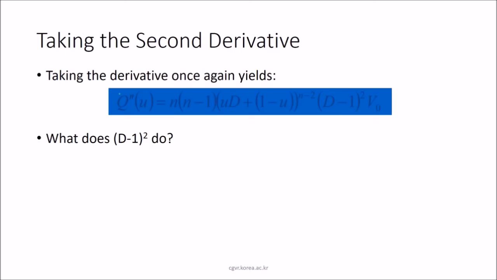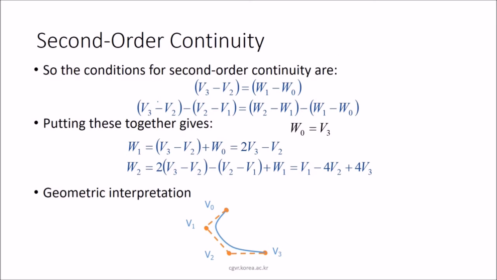Now taking the second derivative, which will give you q double dash u with terms like n(n minus 1) u^d, (1 minus u)^(n minus 2), and (d minus 1) squared d0. So what does this d minus 1 whole square do? Second order continuity, the conditions for this second order continuity will be like this. Okay, we can rearrange them like this.